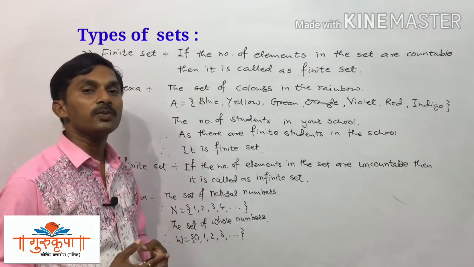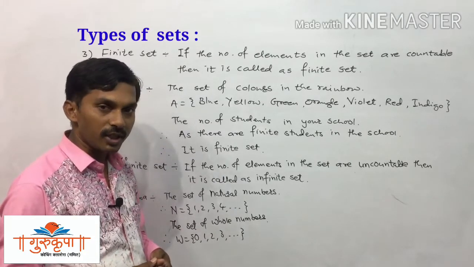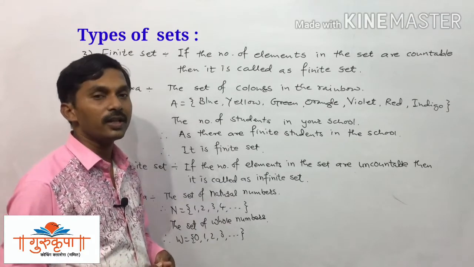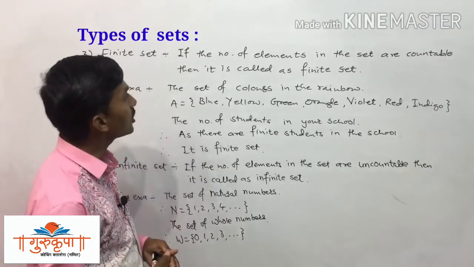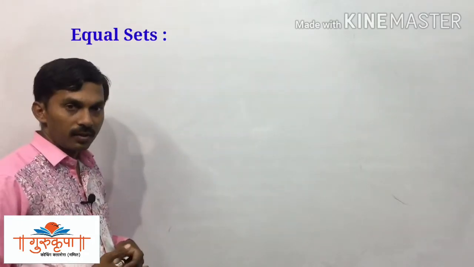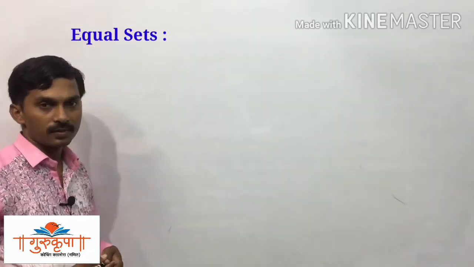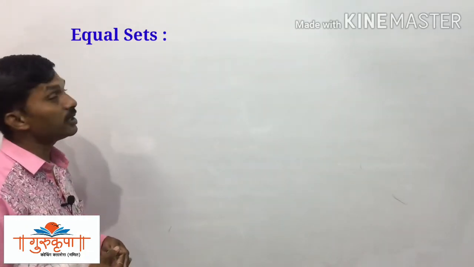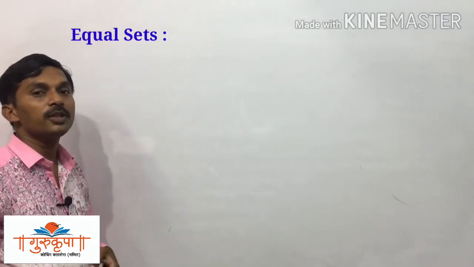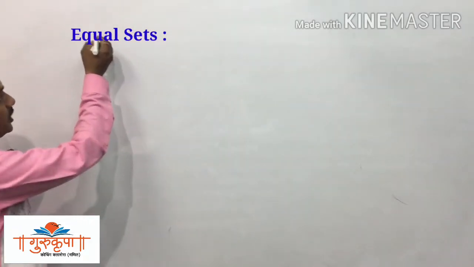So this is all about the types of sets. We have four types of sets. First one is singleton set, second one is empty set, third one is finite set, and fourth one is infinite set. And we have the next concept, that is equal sets. When two sets are said to be equal, that we have to study here. See the concept, that is equal sets.